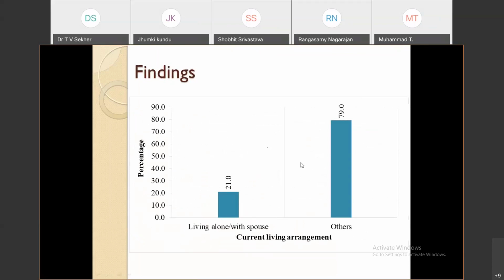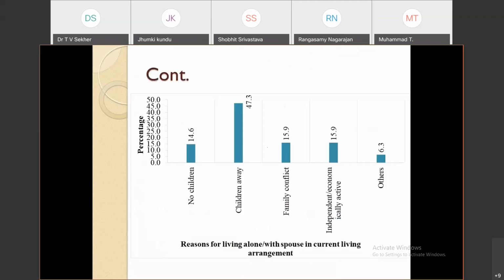So coming to the results of the study, living alone or with spouse is 21% among the 60 plus population, and 79% of the older adults are co-residing with their family, with their spouse, and with their children and other relatives. Coming to the reasons for separate living in their current living arrangement, most of the older adults who are living separately reported that their children are away, or they don't have children. Other reasons mentioned were family conflict or independent or economically active perceptions of these older adults, which also make them live alone or separately.